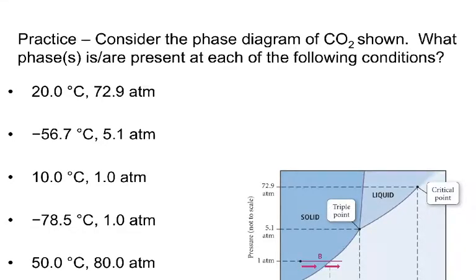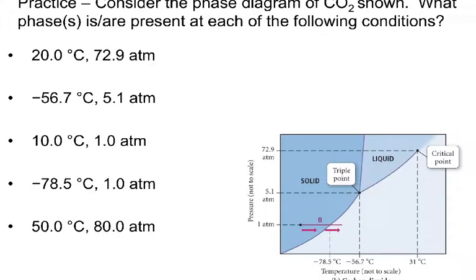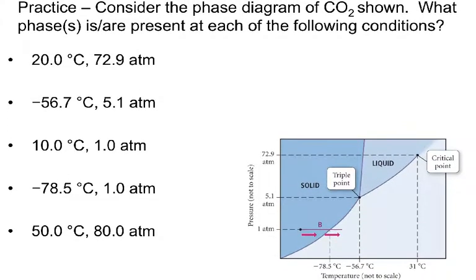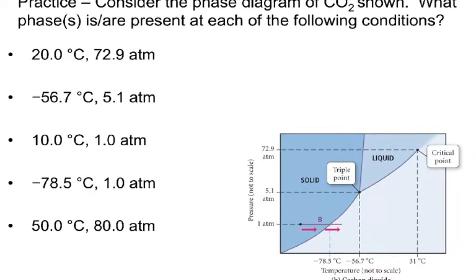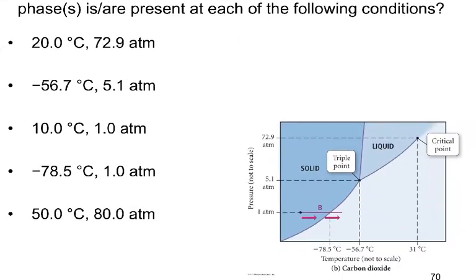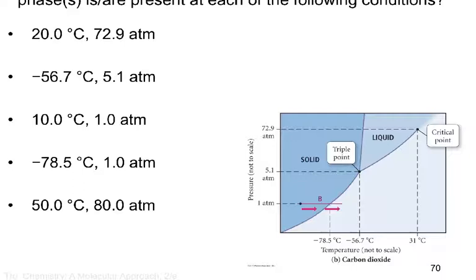So here's some practice questions for phase diagrams. Consider the phase diagram of carbon dioxide that's shown. What phase or phases are present under each of the following conditions? So 20 degrees Celsius and 72.9 atmospheres. So here's the line for 72.9 atmospheres. 20 degrees Celsius is going to be somewhere in here. So we're going to be at the liquid phase.